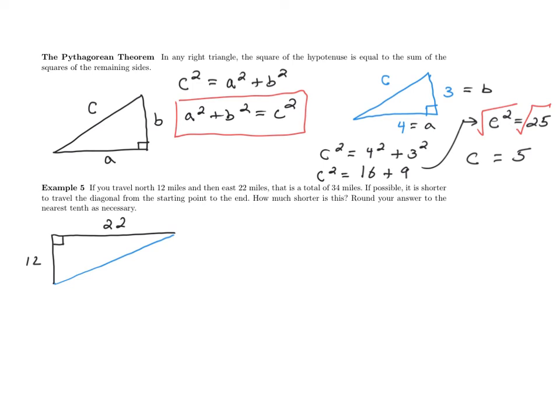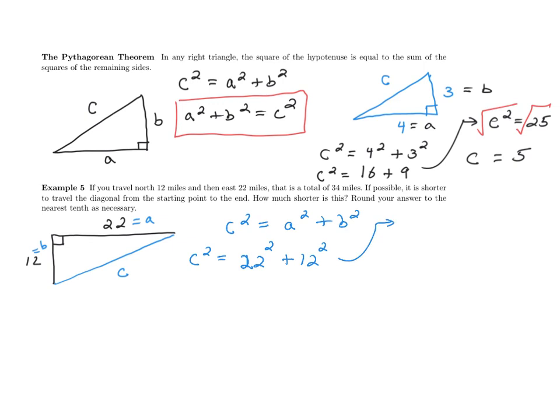And this is a right angle. Well, what is this shorter distance? How far would that be? I'm going to call this side C. Because this is a right triangle, this theorem holds true, and we can use the fact that C squared is equal to A squared plus B squared, where I think I'll call this side A and this side B. Technically, it doesn't matter. You could reverse those. So C squared is equal to 22 squared plus 12 squared.